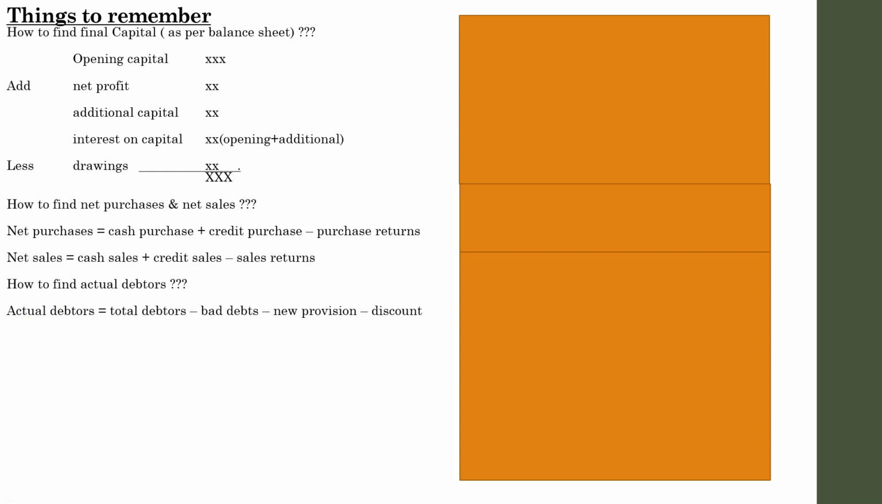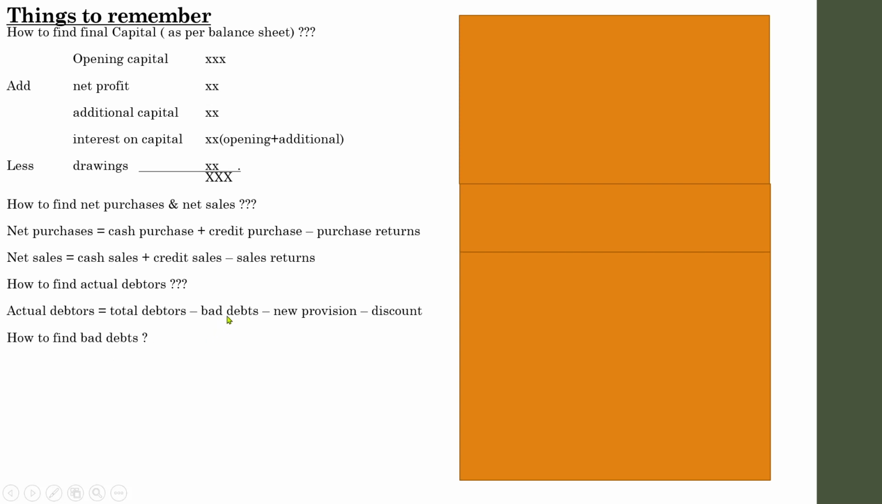So how are we going to find it? Closing debtors, or the total debtors, minus bad debts minus new provision minus discount. Just familiarize yourselves with the equation. We will discuss these cases during the practical situation. I hope you have learned about this equation in your previous classes. Just remember the equation, and I will explain the total debtors, bad debts, new provision and discount during the practical case. Next one, how to find bad debts.